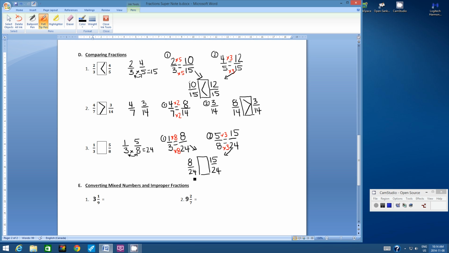Now the denominators are the same, so now all we have to do is compare the numerators. Well, 15 is a much larger numerator than 8. 8 is a much smaller numerator than 15. So we have to use the less than sign.